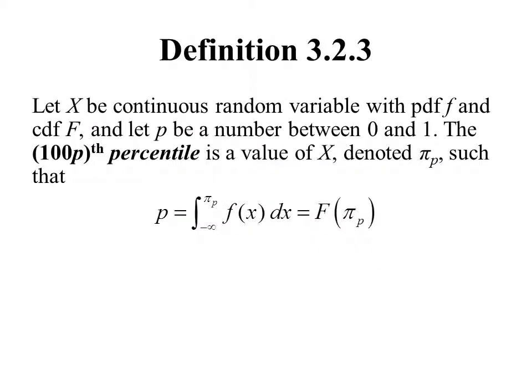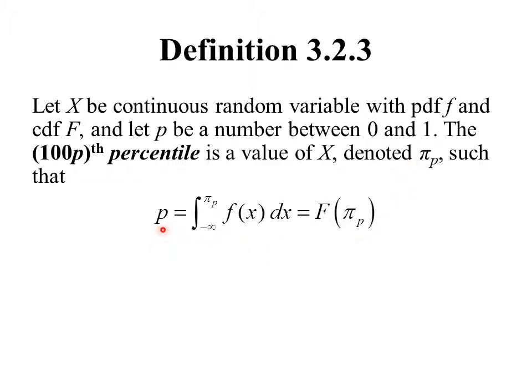Our last definition is another idea similar to something we talked about back in Chapter 2, and that's the idea of a percentile. So x is a continuous random variable with PDF little f and CDF capital F, and p is a number between 0 and 1. The 100p-th percentile is a value of x denoted pi sub p, such that p equals capital F of pi sub p. Now this definition is a little bit complicated because we're using this variable pi. Pi does not mean the number 3.14. We're just using it as a symbol here to denote a percentile.